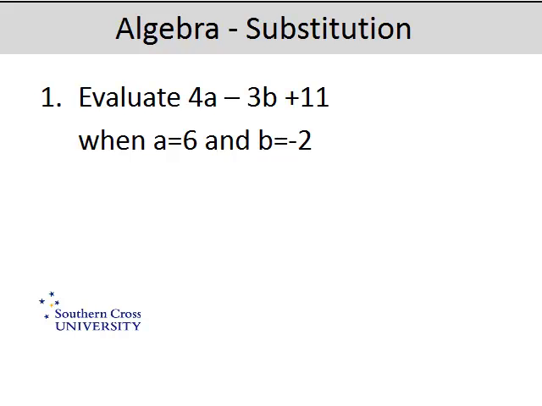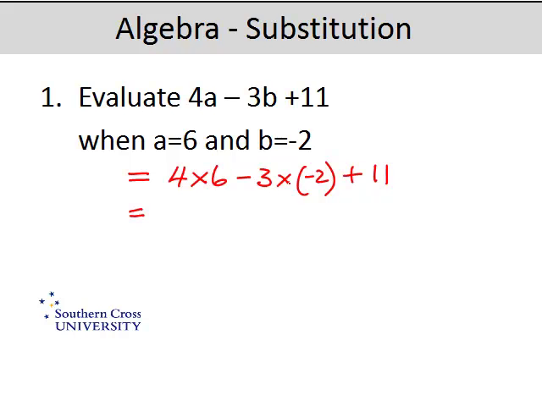In this video we're going to look at substituting into algebraic expressions and equations and formulae. We've got an expression here, 4a take away 3b plus 11, and we're substituting in a equals 6 and b equals negative 2. The main thing we have to take into account here is order of operations. So when we substitute in, this becomes 4 times 6 take away 3 times negative 2, and I might put that in brackets because of the negative sign, plus 11.